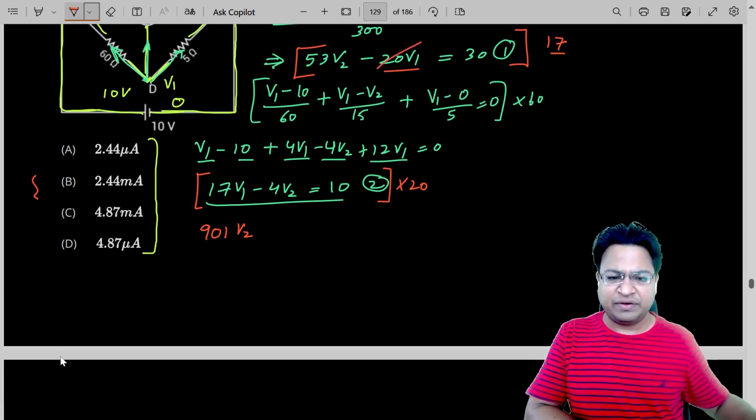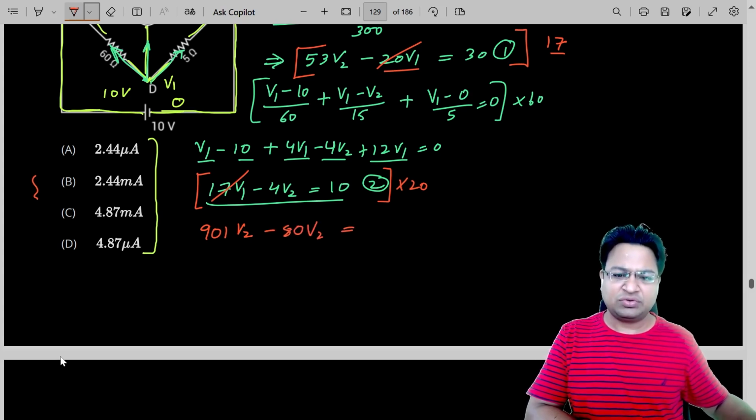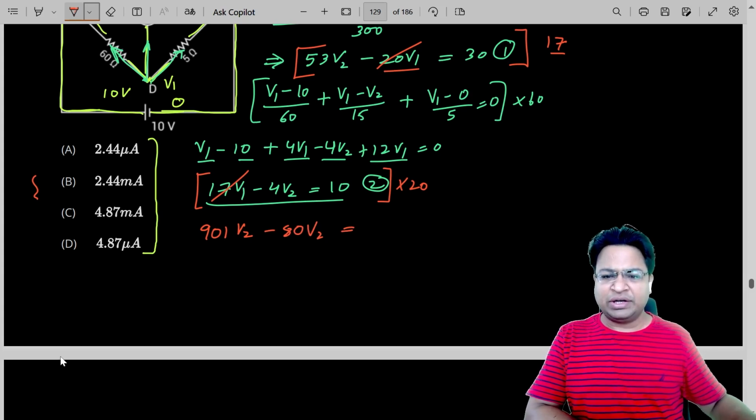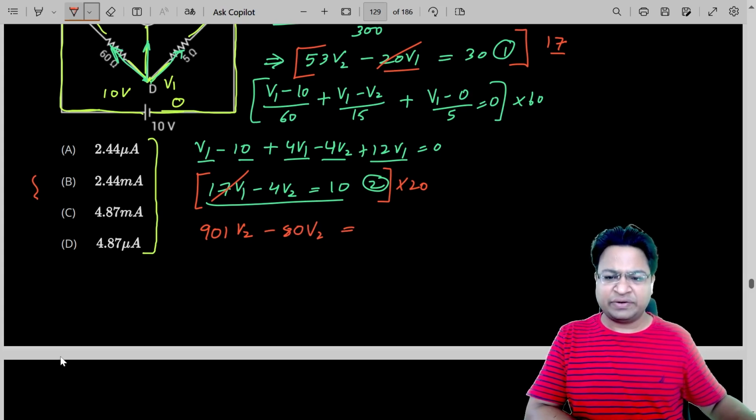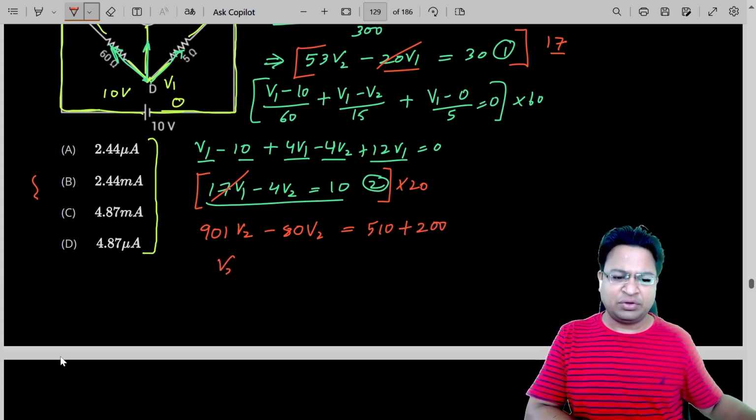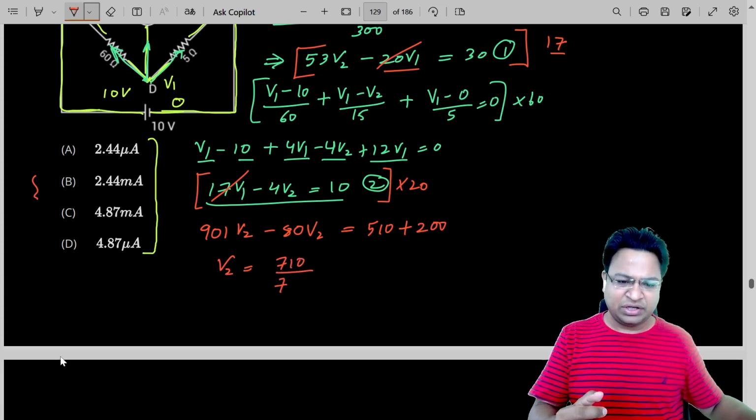So, anyways, I'm saving the effort of writing these. Let's ignore that. From here, we are going to get minus 80V2 on the left hand side when I add these two equations. On the right hand side, we will get 17 into 30, so that would be 510, and then 20 into 10, that would be 200. All right. So therefore, now V2 becomes 710 divided by 721.